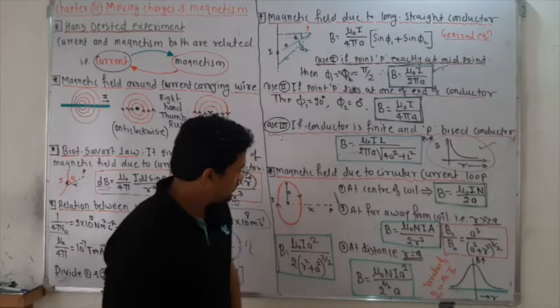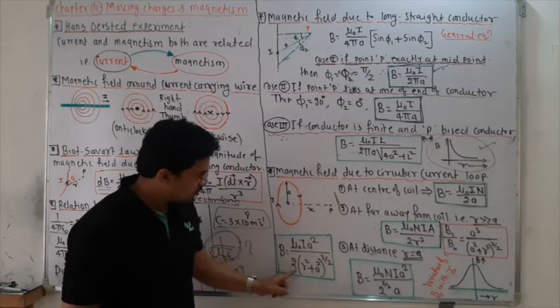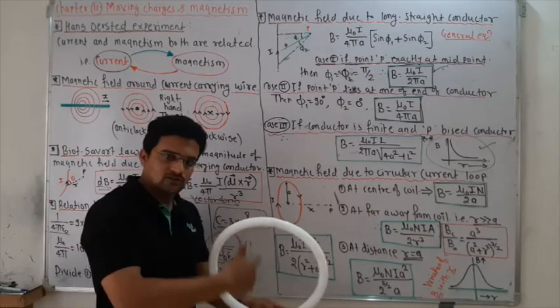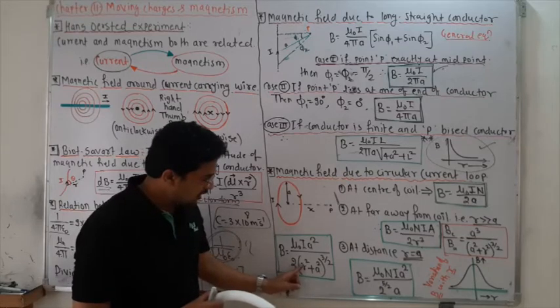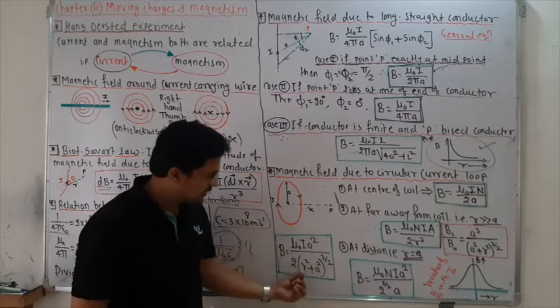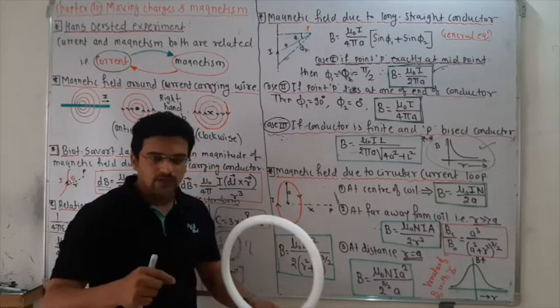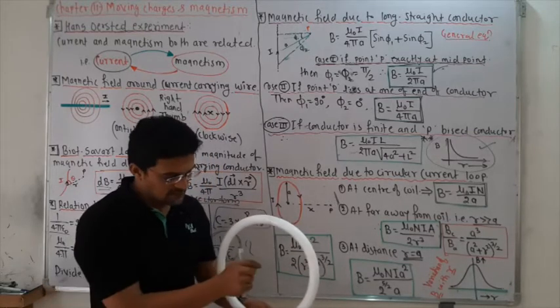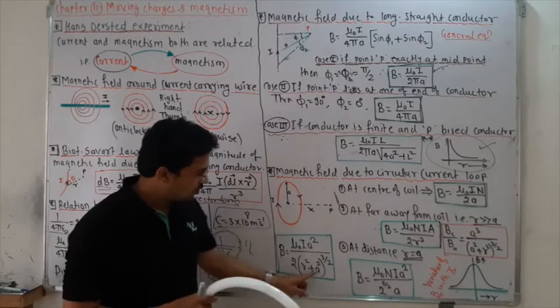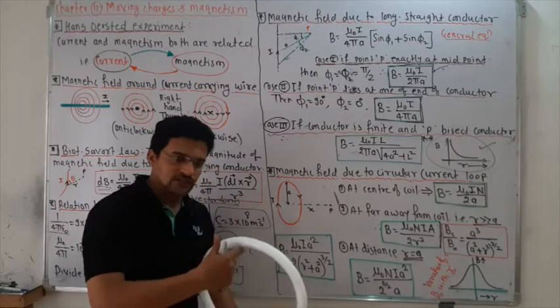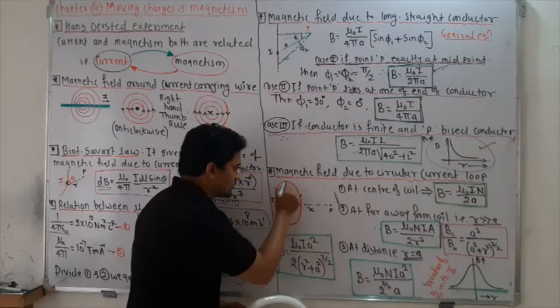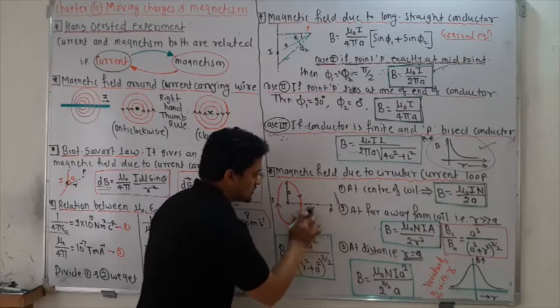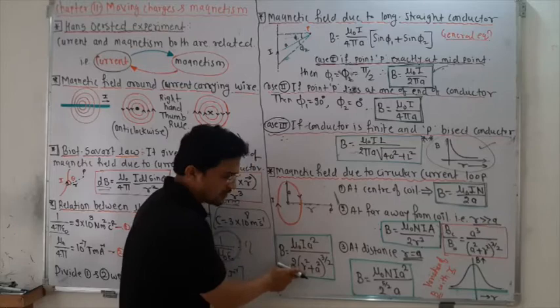It is given by mu naught I a square, where a is nothing but the radius of the coil, divided by 2 into bracket r square plus a square raised to 3 by 2, where r is nothing but the distance from the center to that point. Here is the diagram, it is already drawn. This is the diameter and this is the distance; actually you have to take it r because I have taken the r here.